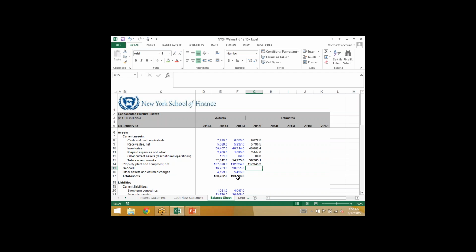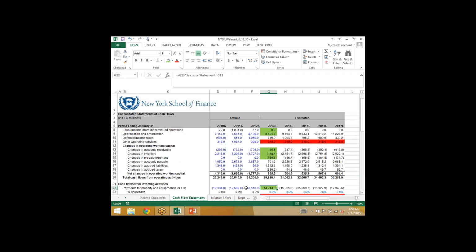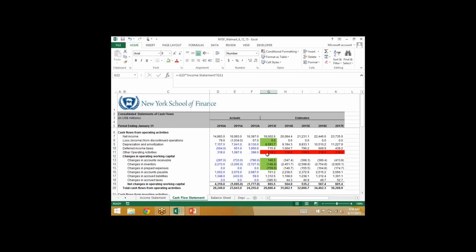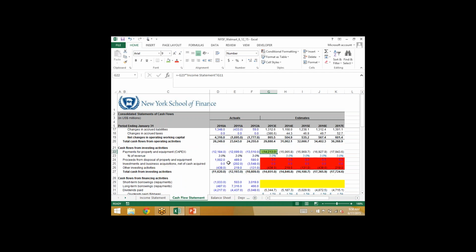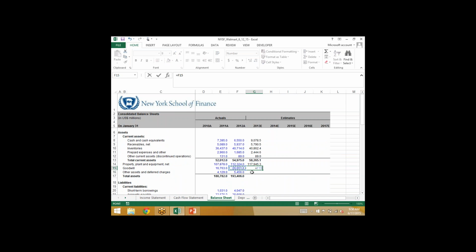Next, goodwill. What cash flow statement line item impacts goodwill? There's really no line item named goodwill, and we'll talk about goodwill more in M&A. So again, if there's nothing in the cash flow statement that drives the balance sheet line item, it doesn't go to 0, it just remains unchanged. So for now, I'm going to keep this flat.